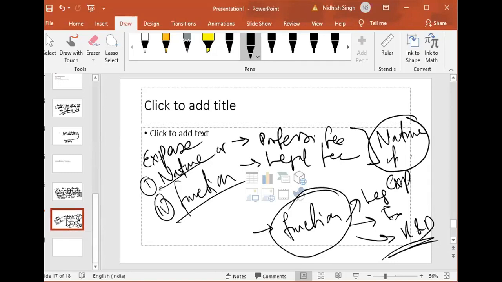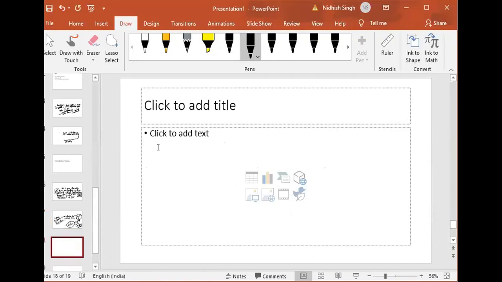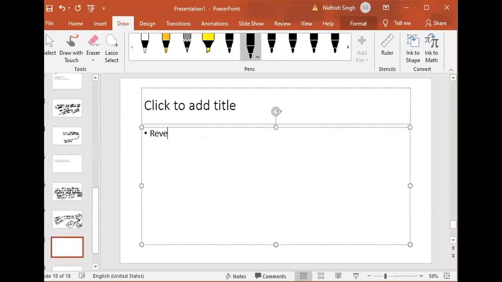Let me give you an example here. I can have revenue of 500 million. Then I say cost of goods sold, minus 120.